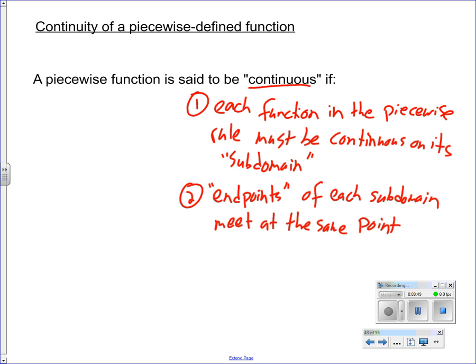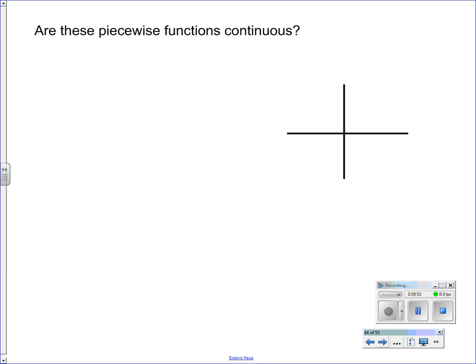So we'll look at two examples, trying to find if these piecewise functions are continuous. So first one we're going to look at is the first example we had on the first slide. So x squared for x greater than or equal to 0, and x for x less than 0.